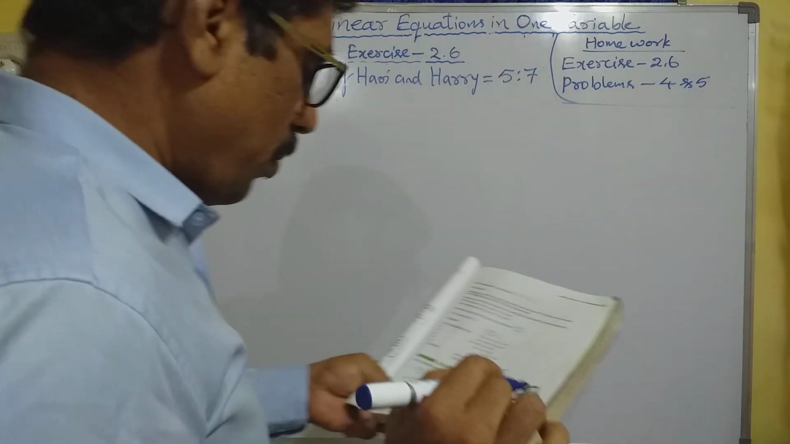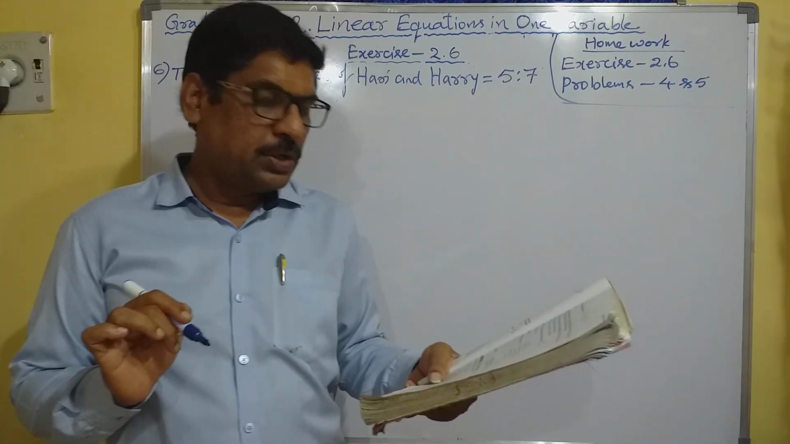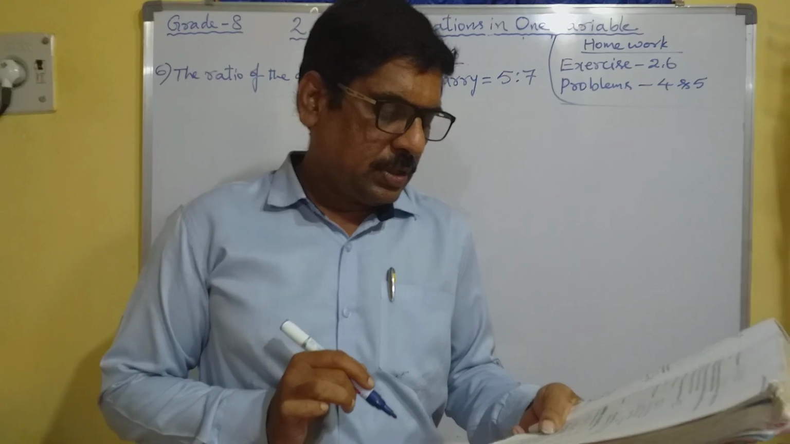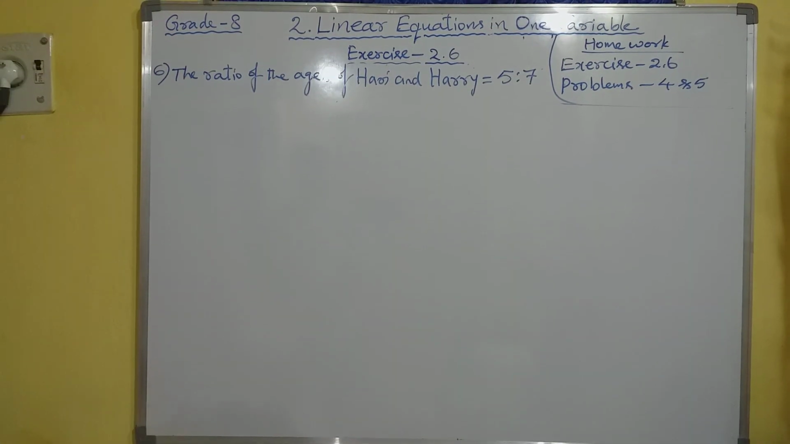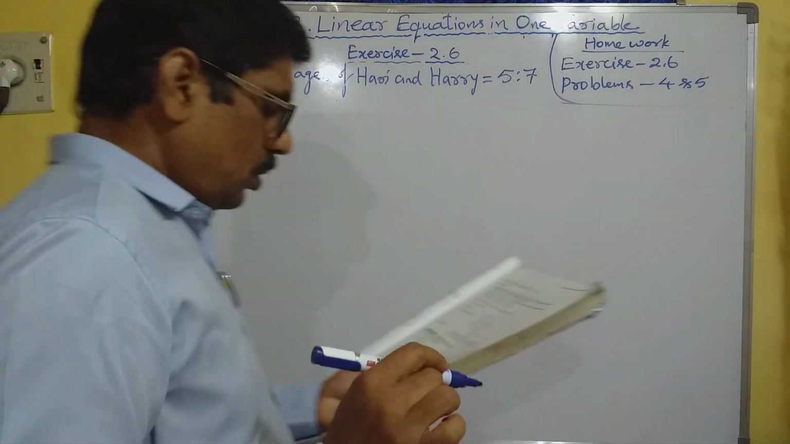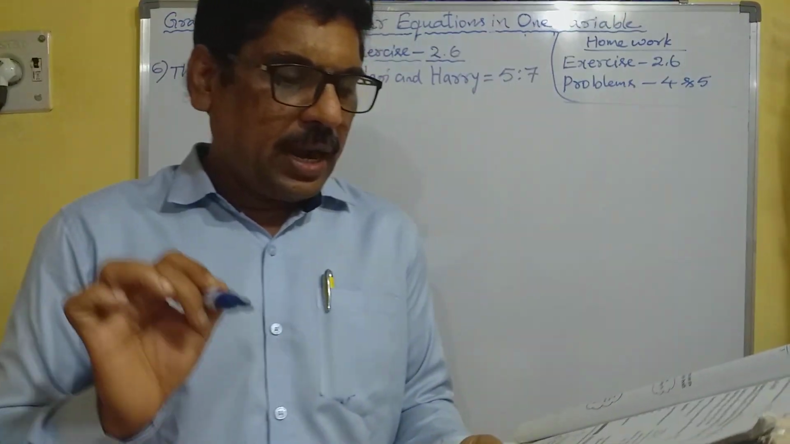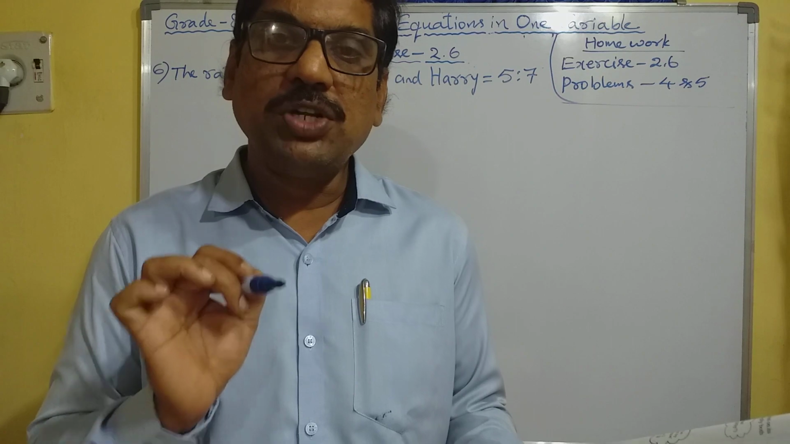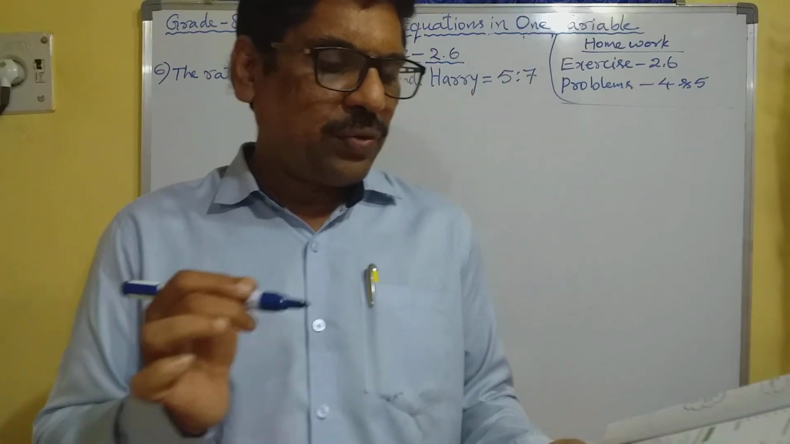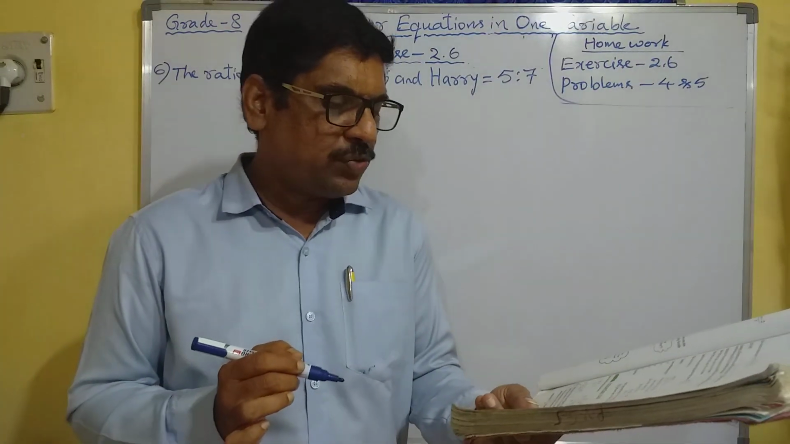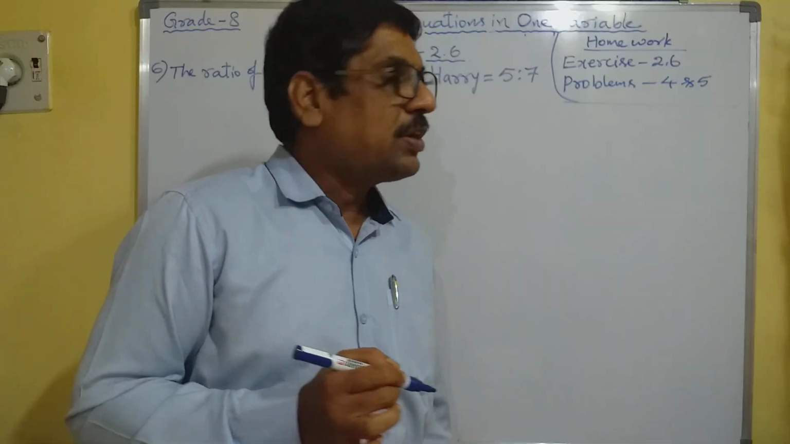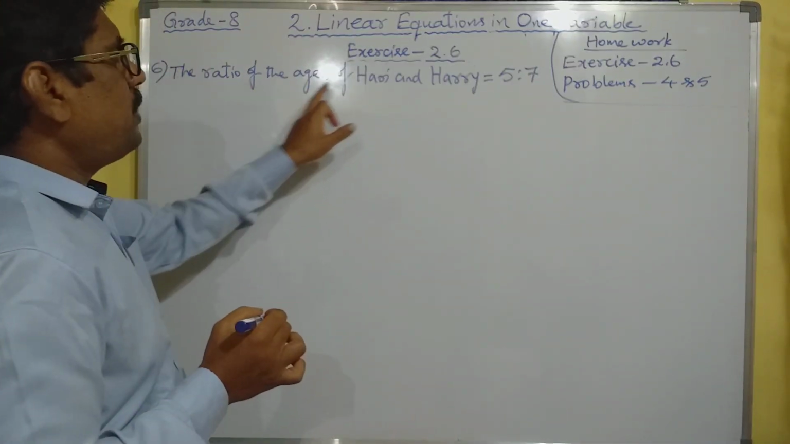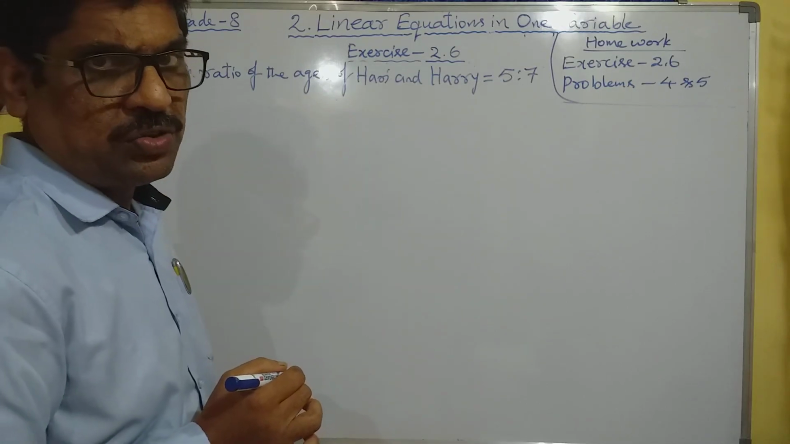Now the sixth problem from the exercise 2.6. Now the ages of Hari and Harry are in the ratio 5:7. 4 years from now, the ratio of their ages will be 3:4. Find their present ages. Now he has given that the ratio of the ages of Hari and Harry is 5:7.